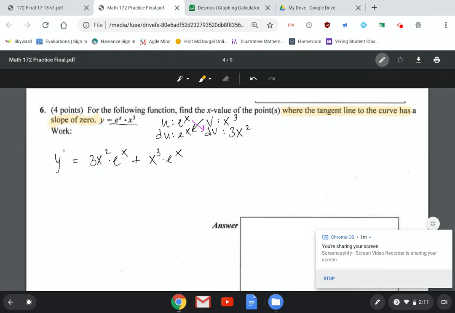Now, of course, we're not done. We found the derivative. The derivative is the instantaneous slope at every given point, but we want to find when the slope is 0. So we are going to set this entire function equal to 0, and then we're going to solve.